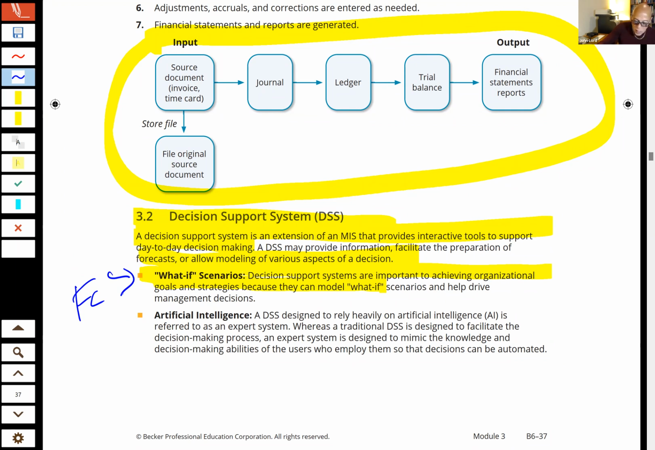And then artificial intelligence. A DSS designed to rely heavily on artificial intelligence is referred to as an expert system, whereas a traditional DSS is designed to facilitate the decision-making process. And so we could actually mimic knowledge and decision-making abilities. So go ahead and flashcard what they say technically about artificial intelligence. I think we hear a lot about that. You're probably familiar with that, but flashcard both of those. The what if scenario is part of a decision support system and artificial intelligence.